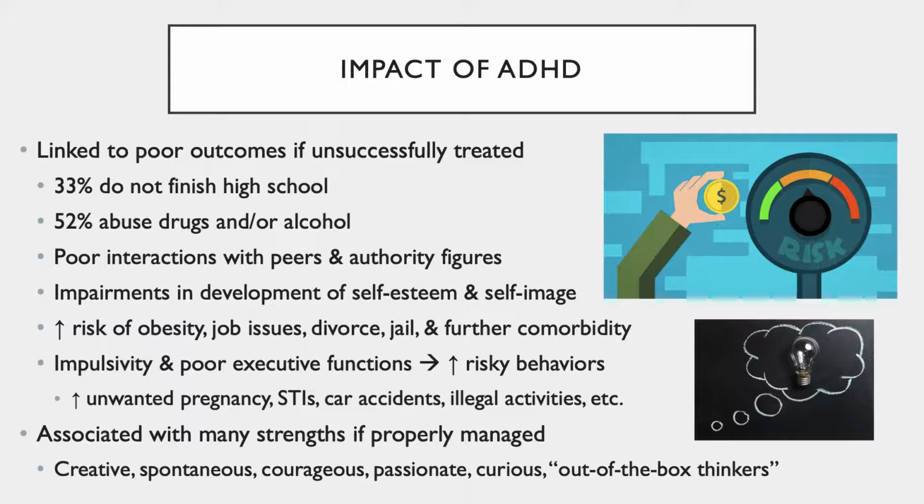There's increased risk of obesity, difficulties with jobs, higher rates of divorce, higher rates of jail, and higher rates of further comorbidities that are associated with ADHD that is unsuccessfully managed. Impulsivity and poor executive functions, when combined, do lead to a much greater risk of engagement in risky behaviors. That means there's a heightened level of unwanted pregnancies, sexually transmitted infections, car accidents, illegal activities, and a host of other issues. As I mentioned before, ADHD is associated with many strengths when it's properly managed.